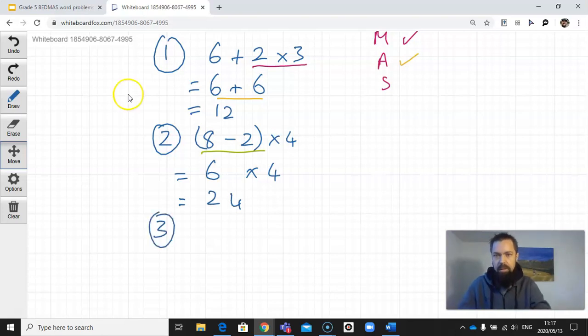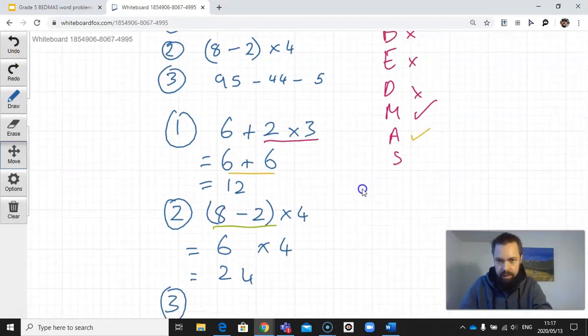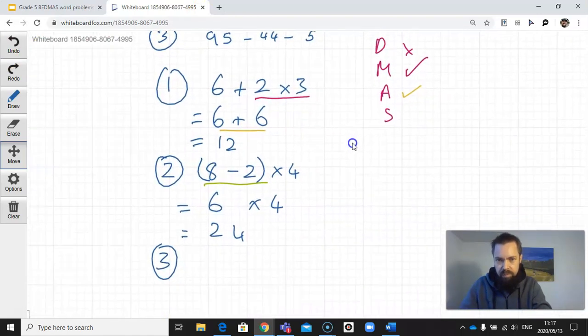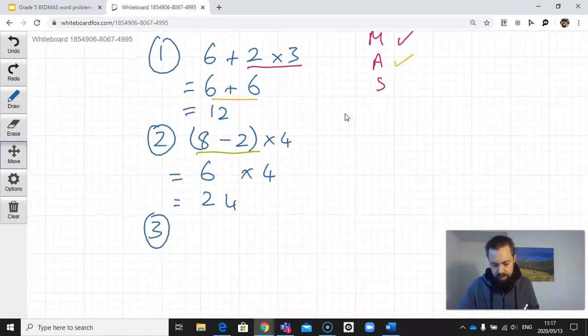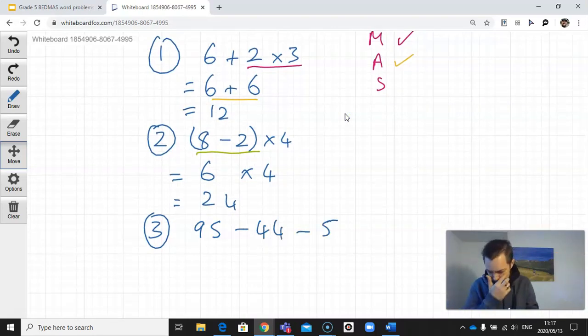Question 3, got to scroll back up to see it quickly. 95 minus 44 minus 5. So we only have subtraction, and so if we've only got subtraction, we work from left to right. So I'm going to start by just doing that part.